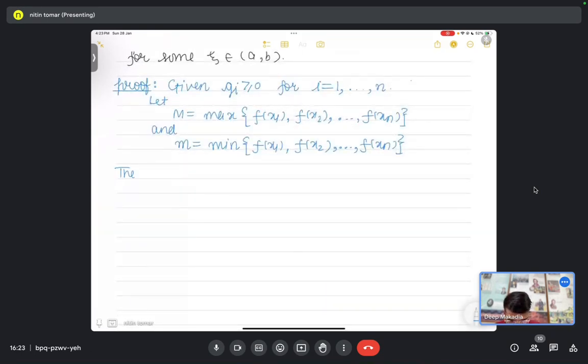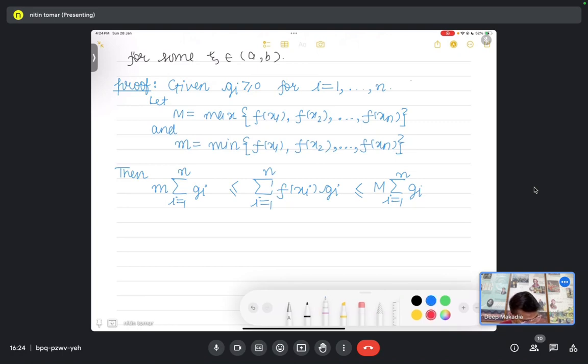Now I am writing one inequality. You tell me whether it's true or not. Summation f of xi gi. Can anyone give me an upper bound for this? It will be less than or equal to capital M times summation gi. Yes or no? Yes. And what will be the lower bound? Yes. Very good. Now let us call it 1.